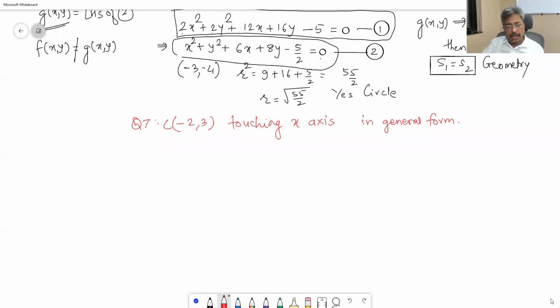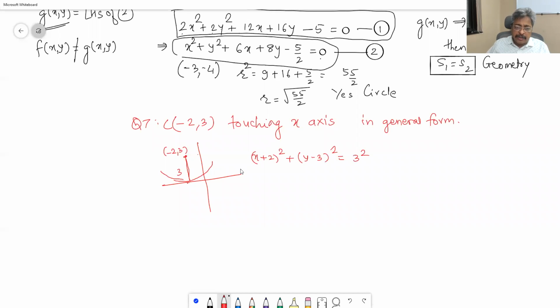First, let me solve. What is the geometry? Center at -2, 3 and touching x-axis. So the circle will go like this. So radius we should be able to find out. This is our radius, and this is -2, 3, and I want this distance equal to 3. So x minus -2 bracket square plus y minus 3 bracket square is equal to 3 square. This is center radius form of equation of circle.